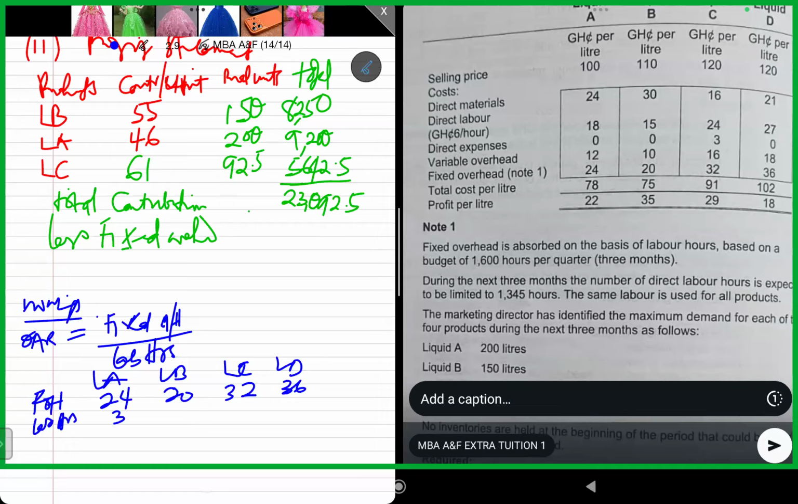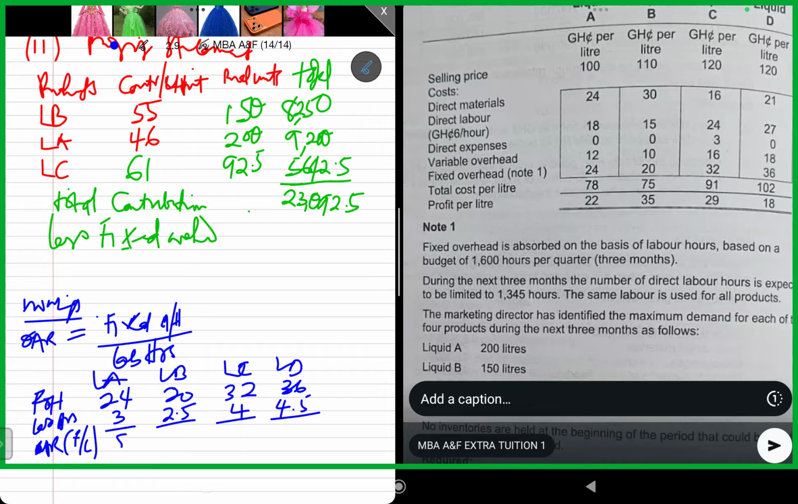Have 2.5 for B. Then we have 4 for C. Then we have 4.5 for D. Now we have to find the OAR. What is the OAR? OAR is the fixed overhead divided by the labor hours. That'll give us the OAR. It's just like finding the contribution per limiting factor. So yes, we have the OAR.